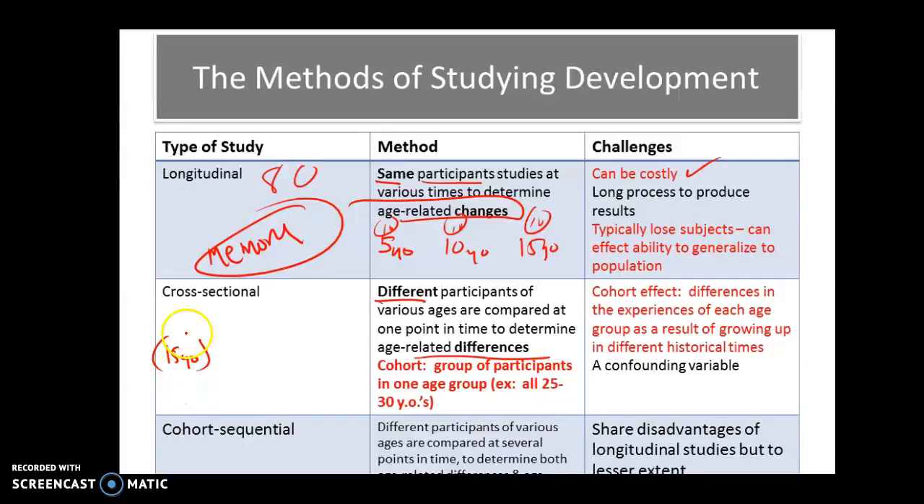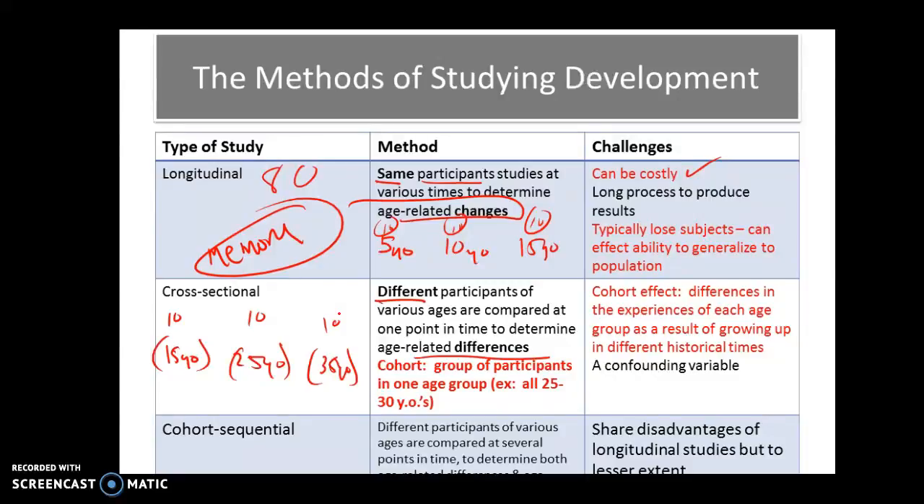That's one cohort. And again, let's just say there's 10 people in each. 25-year-olds, 10 people again, and 35-year-olds, and upward and onward. We can do as many groups as possible. And you're studying them at one time and potentially giving them a memory test.